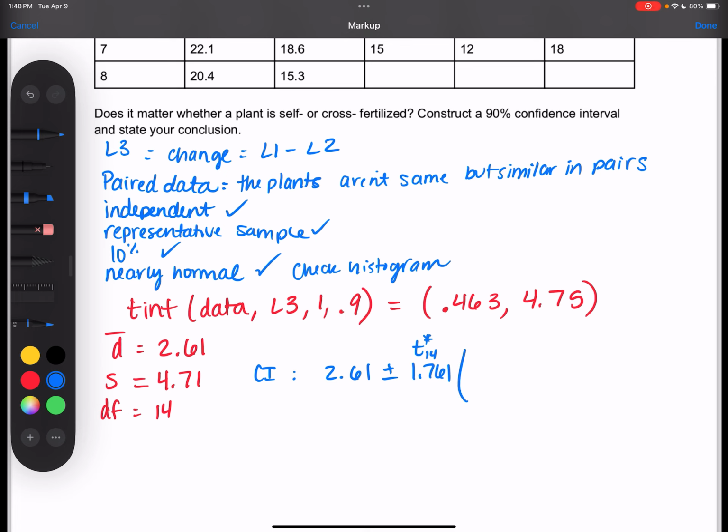Times the standard deviation, 4.71, divided by the square root of N, which is 15. And so you could do it this way by hand. That would be the setup of what it would look like by hand if you needed to do it that way. And so from that, any idea what my conclusion would be?